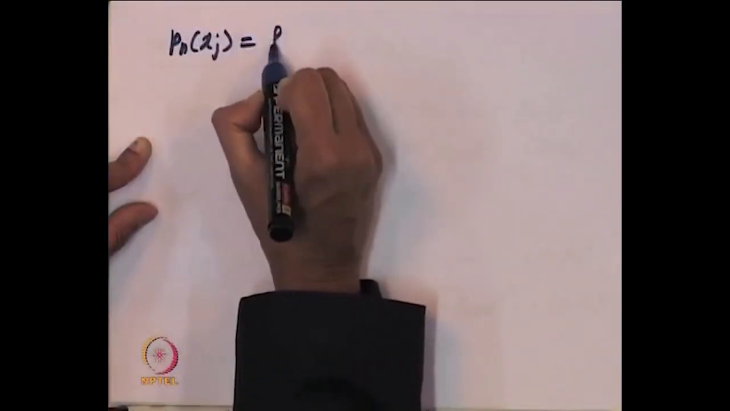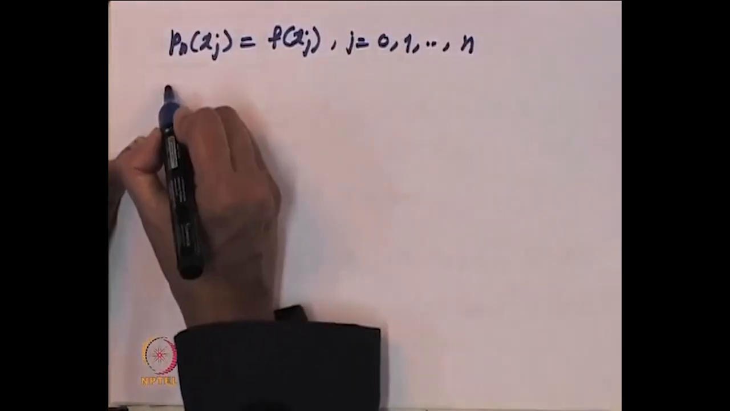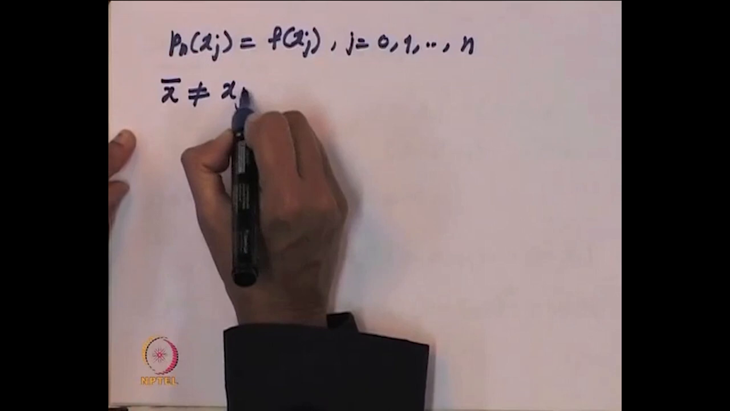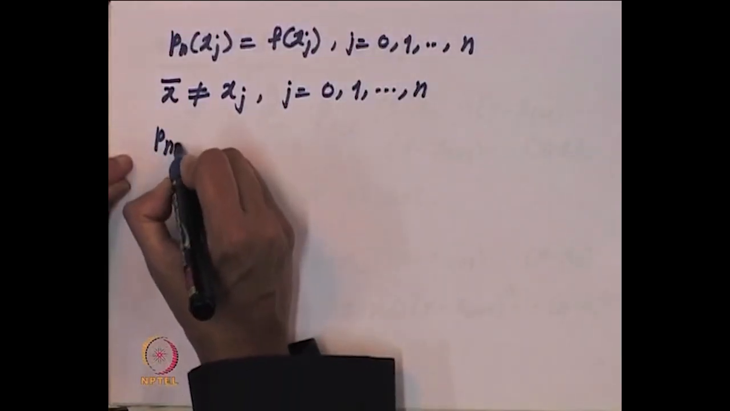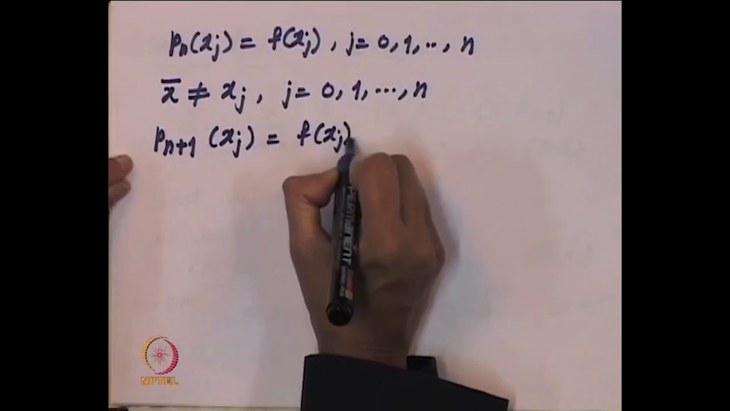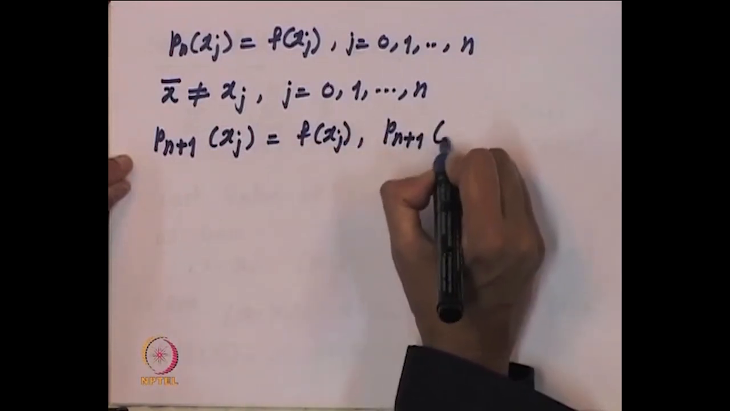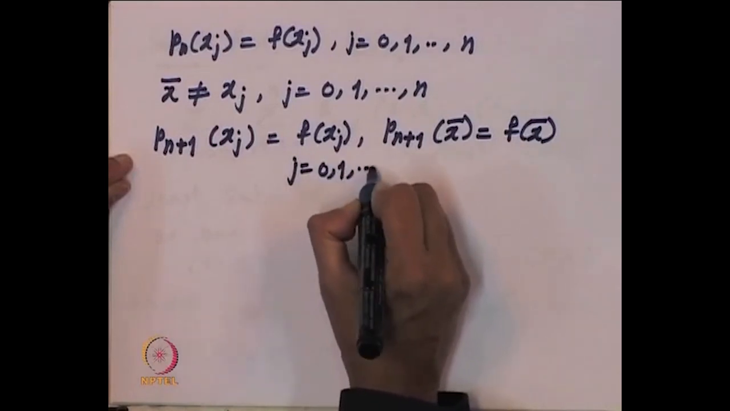And then consider p n plus 1, which interpolates f at x 0, x 1, x n and then x bar. So, we have got p n is the interpolating polynomial. So, p n at x j is equal to f of x j, j equal to 0, 1 up to n. X bar is such that it is not equal to x j, for j equal to 0, 1 up to n. And let p n plus 1 be such that p n plus 1 of x j is equal to f of x j, j equal to 0, 1 up to n, and p n plus 1 of x bar is equal to f of x bar.